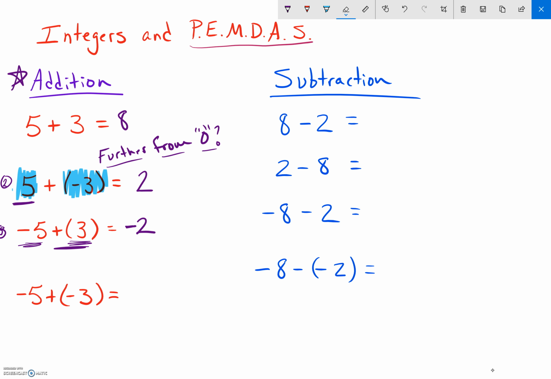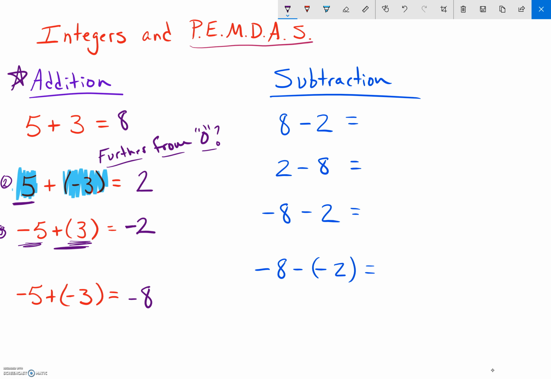Let's look at the last addition one. It's negative 5 plus negative 3, and if you remember from prior to winter break, if you have 2 integers with the same signs, you just add them together and you keep that sign. It's going to be negative 8.